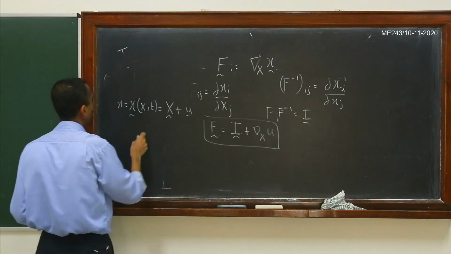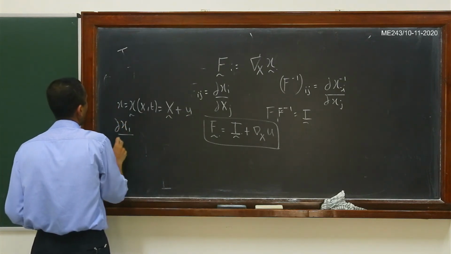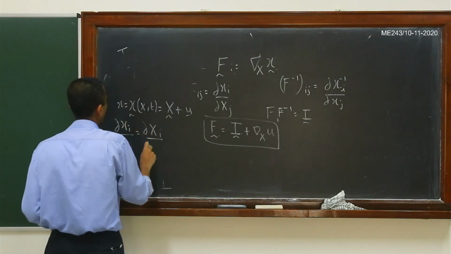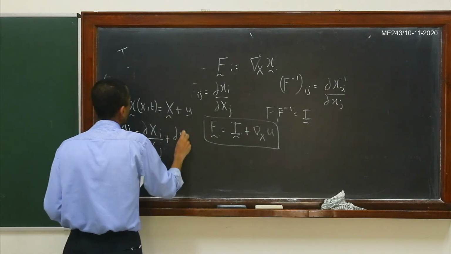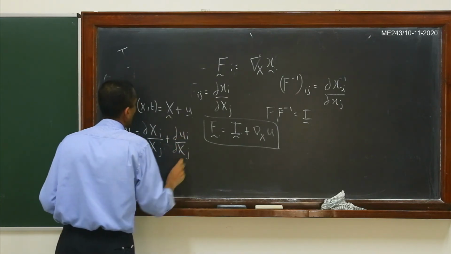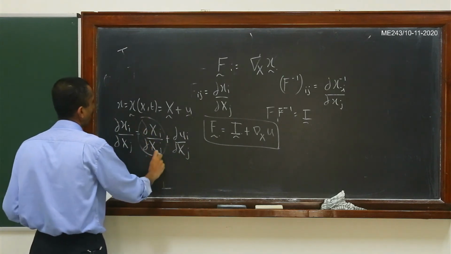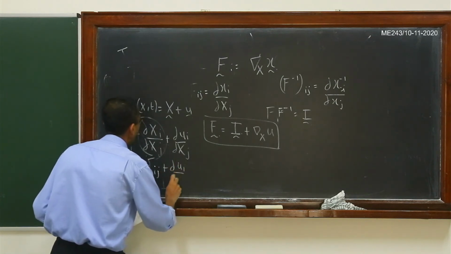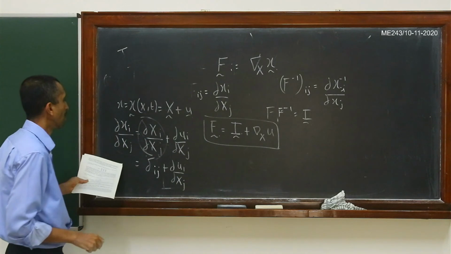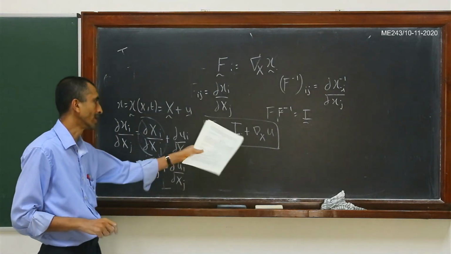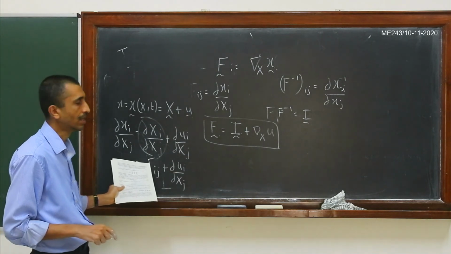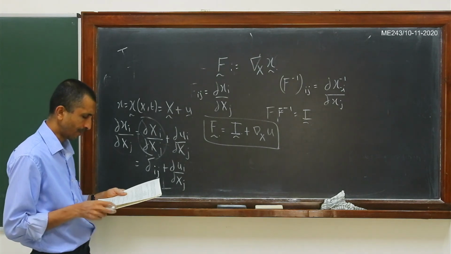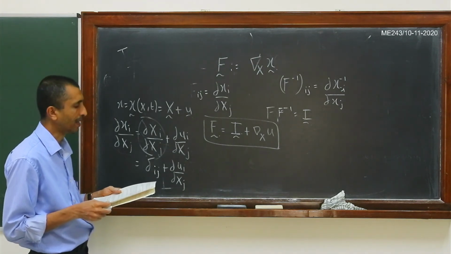If I take the gradient of this, del chi i by del xj is equal to del Xi by del Xj plus del ui by del Xj. And this first term is nothing but delta ij. So this is equal to delta ij plus del ui by del Xj. If you convert this component form to the tensor form, the delta ij is the identity tensor, so you will get F equal to identity plus del u. This is the relation between the deformation gradient and the displacement gradient.